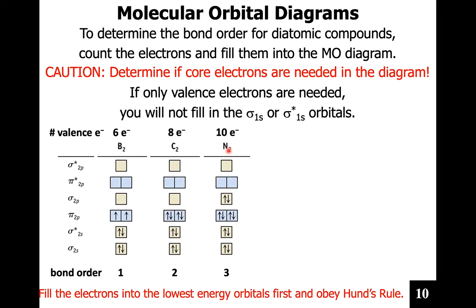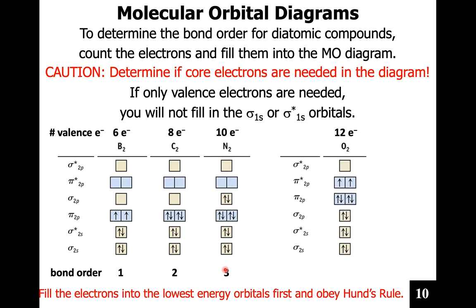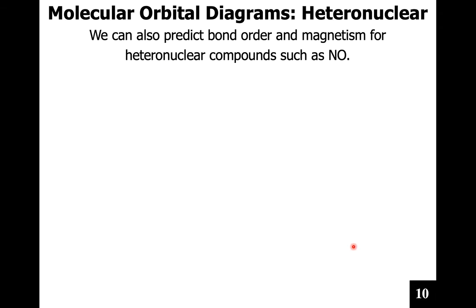N2 has a triple bond between the two because it has 2, 4, 6, 8 electrons in bonding orbitals, and it has 2 in an antibonding orbital. So 8 minus 2 is 6, and 6 divided by 2 is 3. This one has a bond order of 3. Then we go on and put more electrons in. For O2, we start to fill the antibonding level. Electrons now go into an antibonding level, and so the bond order goes down. When we go to F2, we add 2 more electrons to an antibonding level, and so that has the lowest bond order of all.